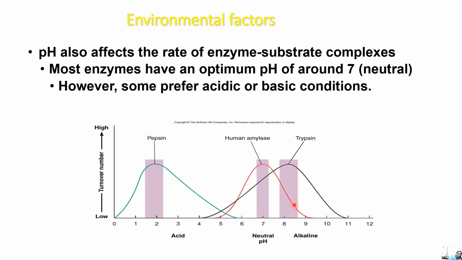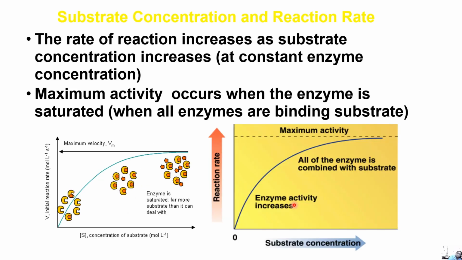Now, pH also affects the rate of enzyme-substrate complex formation. Most enzymes have an optimum pH of around 7. However, some may prefer acidic or basic conditions. Pepsin prefers an acidic condition, whereas trypsin prefers a slightly alkaline condition. Substrate concentration and reaction rate: the rate of reaction increases as substrate concentration increases at constant enzyme concentration. Maximum activity will occur when the enzyme is saturated, that is, all the enzymes are binding substrates.